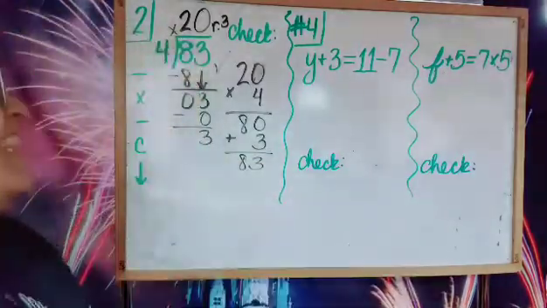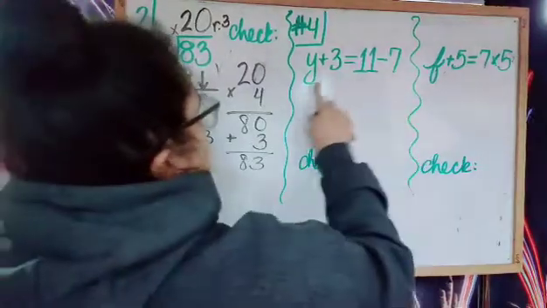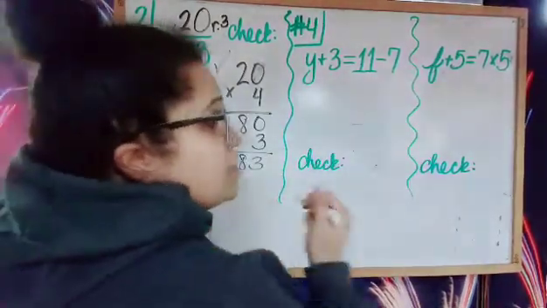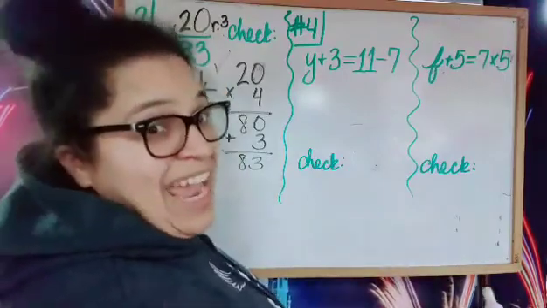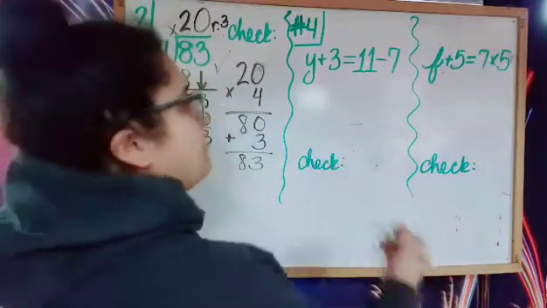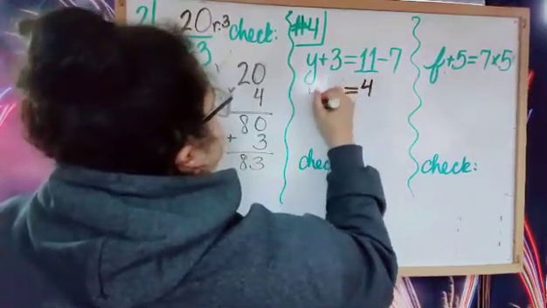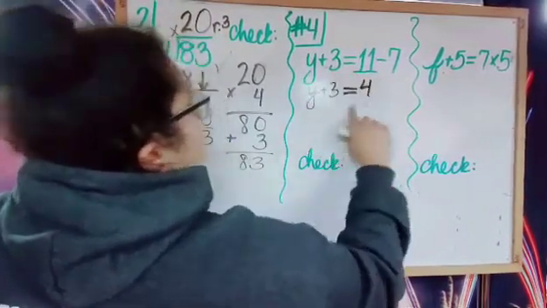Okay, here we go. So we've got an equation. Y plus 3 equals 11 minus 7. So we always want to start solving the side that we can. So we can definitely solve 11 minus 7. That equals 4. And everything else just comes down. So y plus 3 equals 4.